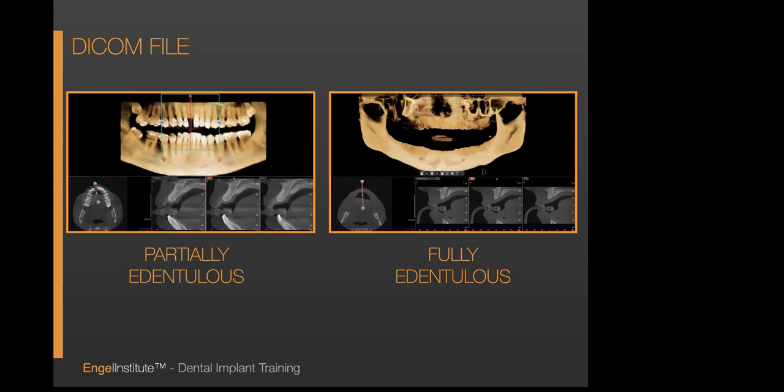Okay, all right. Now what we're looking at, back onto the implant stuff, is two different CBCTs. We're looking at a partially edentulous CBCT, and we're looking at a fully edentulous CBCT. Now, guided surgery is approached two different ways depending on what presents. So let's get into that.